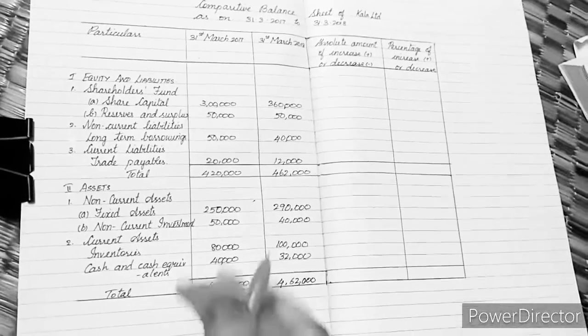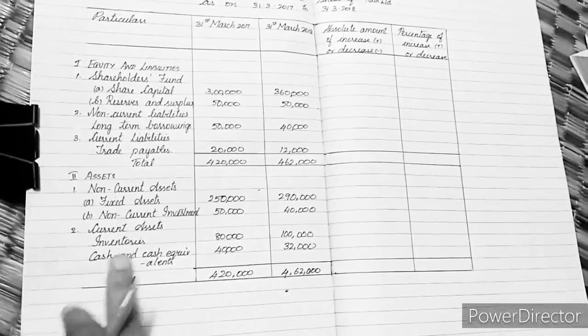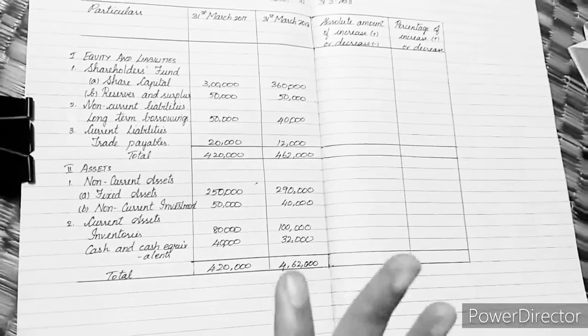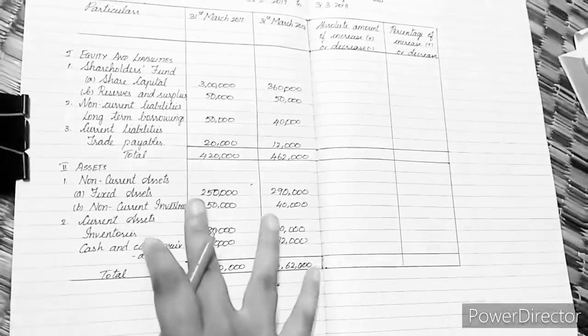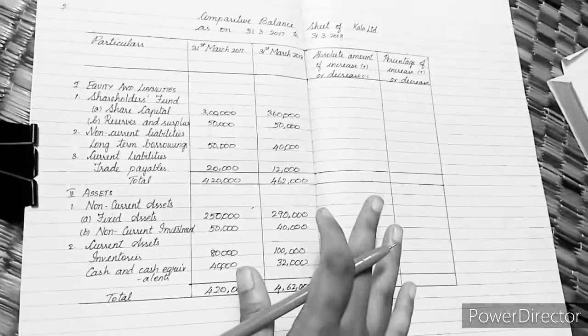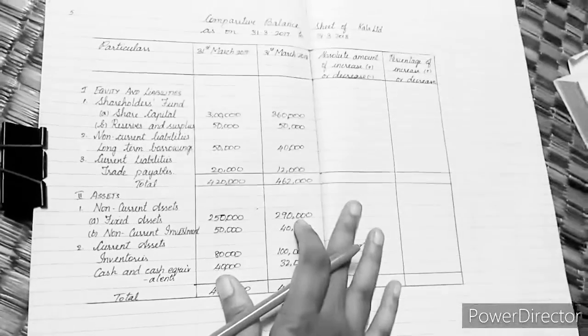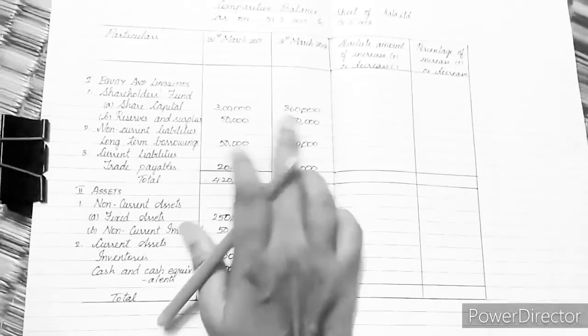Here I've written down the values of those particular items in the balance sheet which is given in the problem. Nothing is new over here. In the problem, whatever figures are given, I've just copied into this comparative balance sheet format. Now we are going to see how much is the increase or decrease in the amount. So compare both the years.